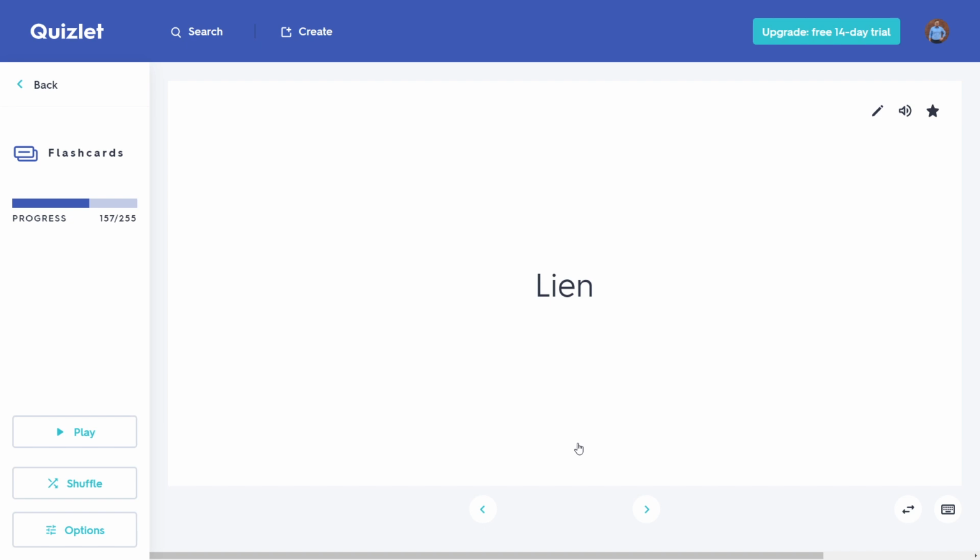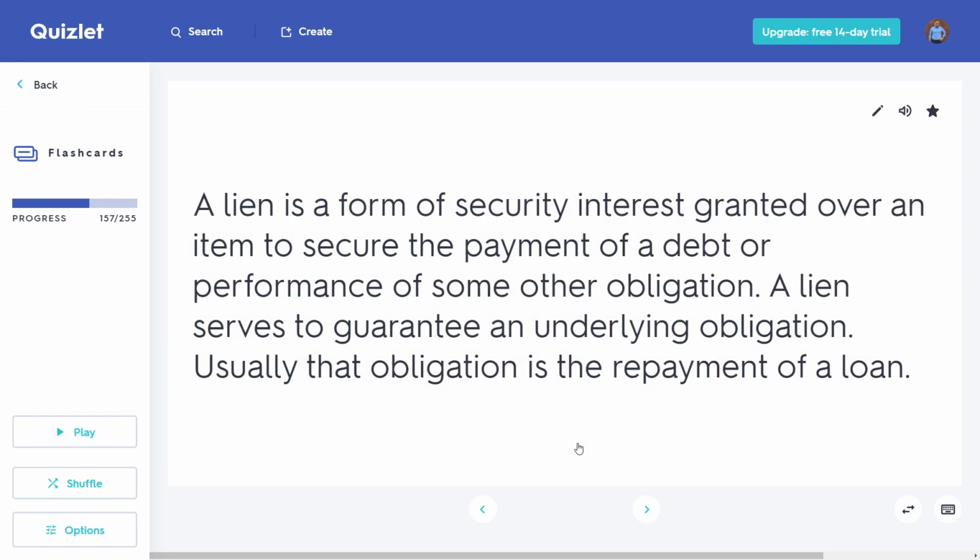Well, a lien is a form of security interest granted over an item to secure the payment of a debt or performance of some other obligation. A lien serves to guarantee an underlying obligation. Usually, that obligation is the repayment of a loan. So, what does that mean? Well, as we mentioned before, a lien would be like a mortgage.